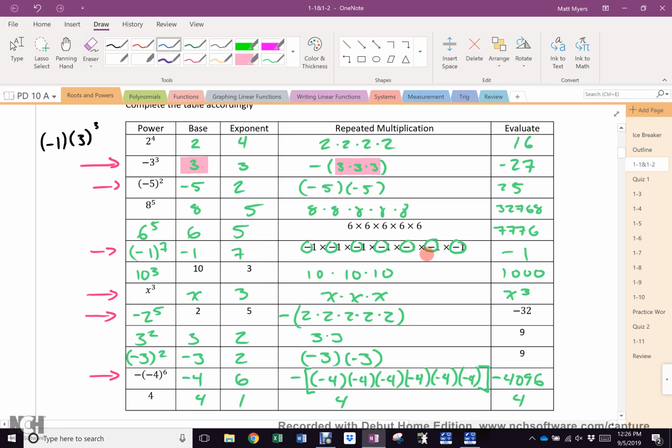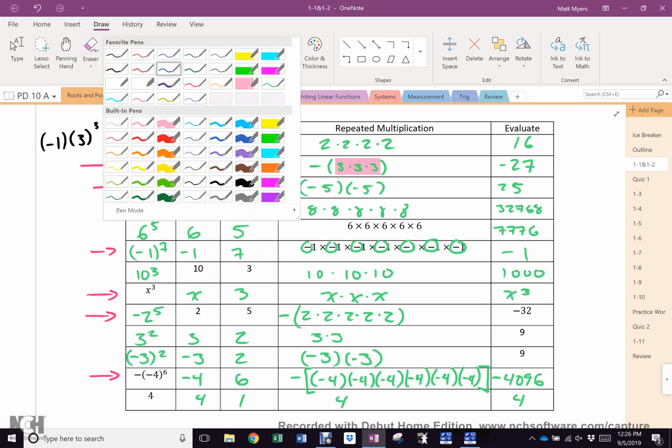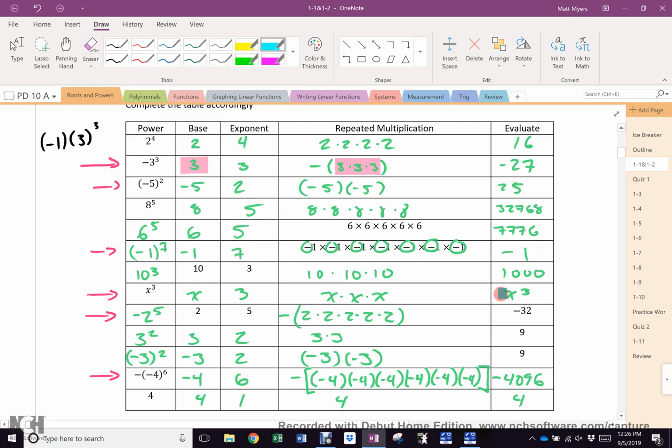Everyone should be good with 10. Why did I have numbers all the way down until there? Why does that have to still have an X? Harry? Because there's no base. We don't know what the base is, so we have no idea. If I told you X equaled 2, could you put a value there? What would it be? 8. Everybody cool? Sweet.